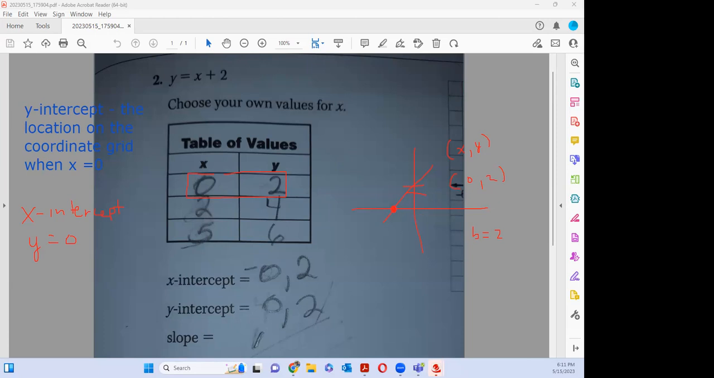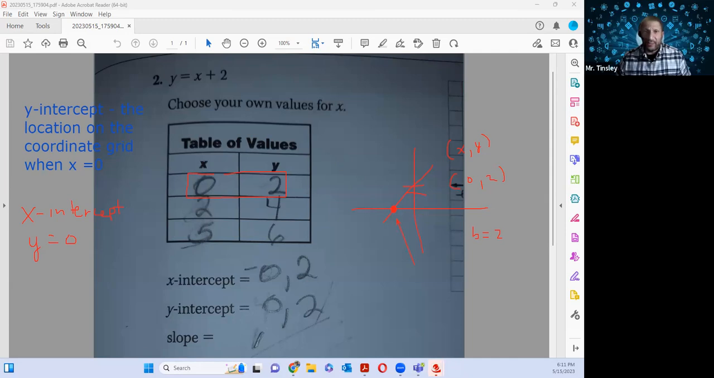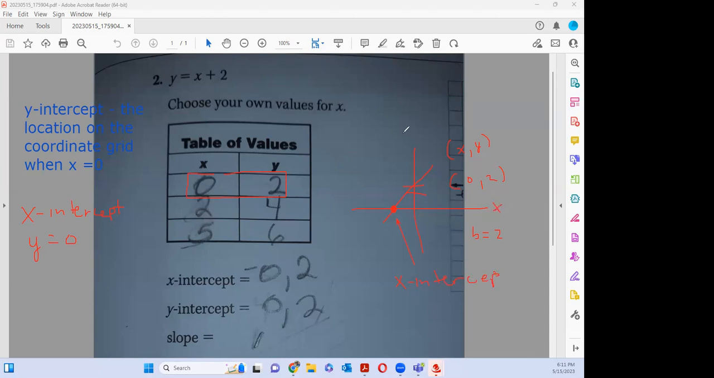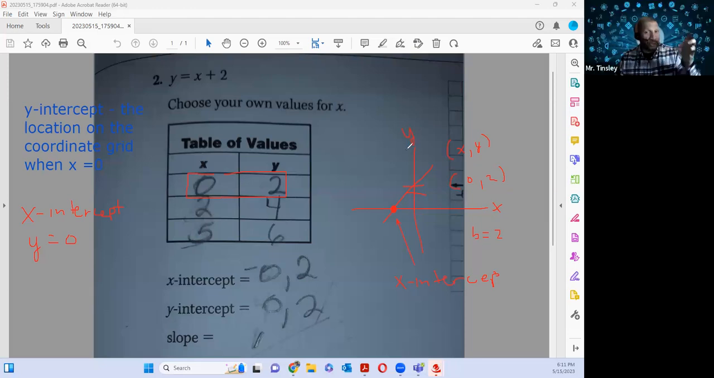So look at this point right here, this is your x-intercept. Why? Because this is your x-axis. This is your y-axis. So again, look at the words. X-intercept. Intercept means to cross. So y-intercept is where the line crosses the y-axis. The x-intercept is where the line crosses the x-axis.